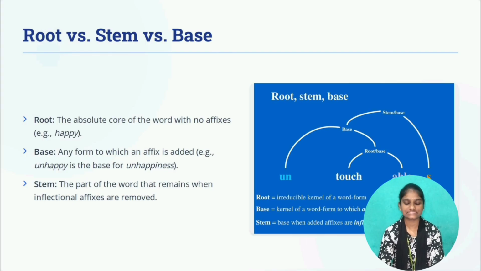Root versus stem versus base. Root word: a root word is the original word without any extra parts. Base word: it is a word that can stand alone and has meaning by itself. Stem word: it is the part of a word that remains after the affixes. Here is the picture showing root versus stem versus base. So you can see it and get an idea.